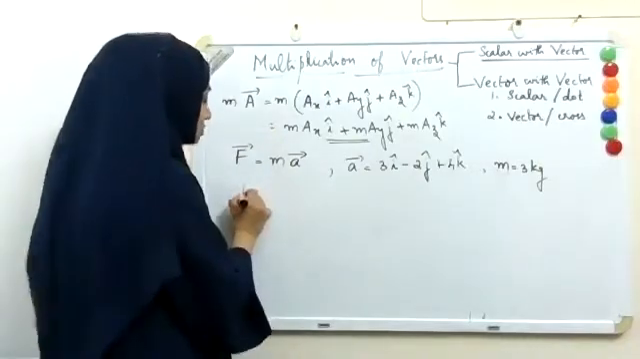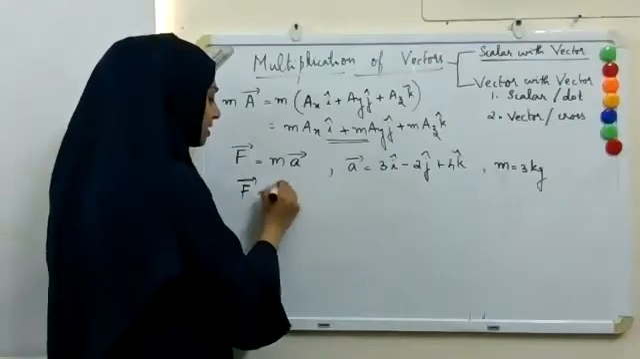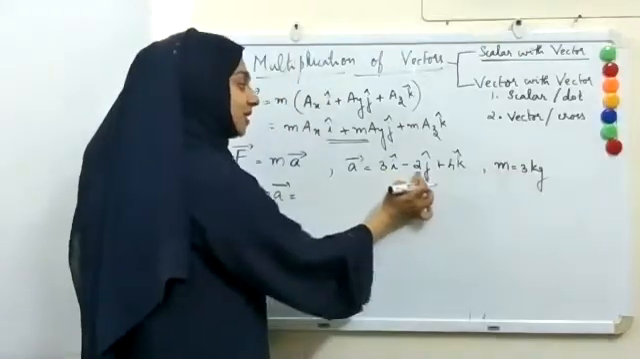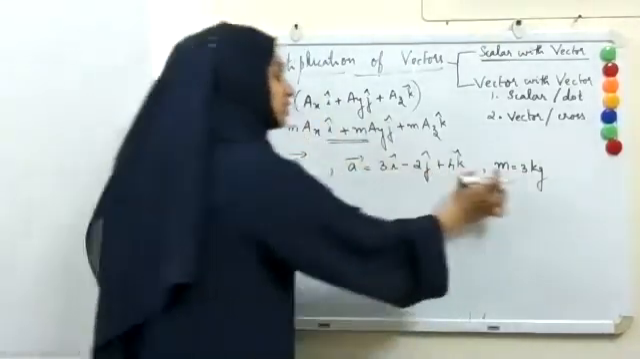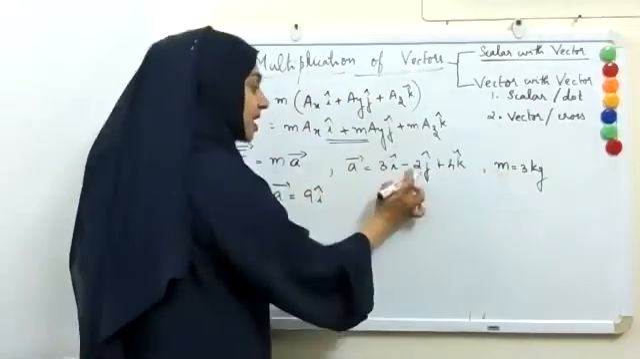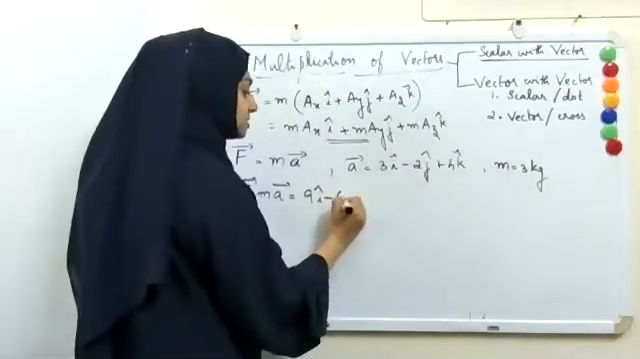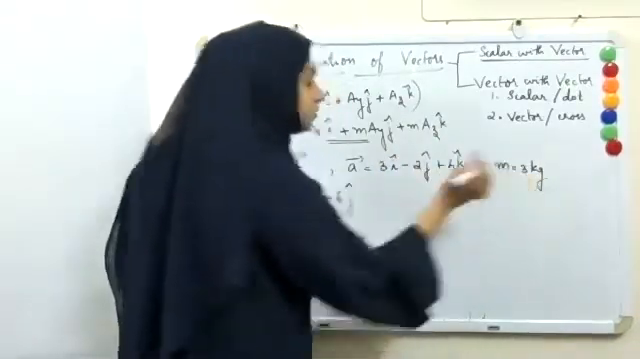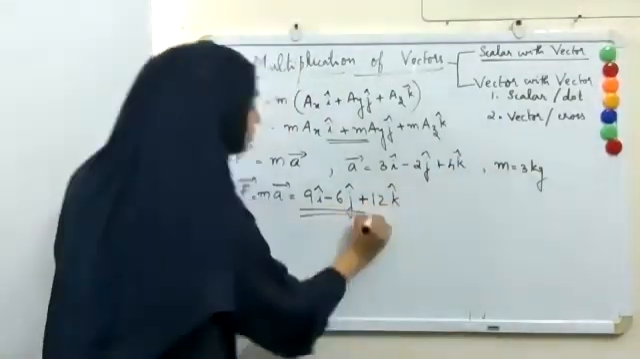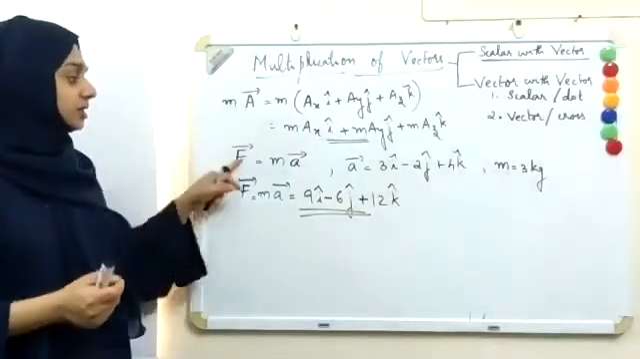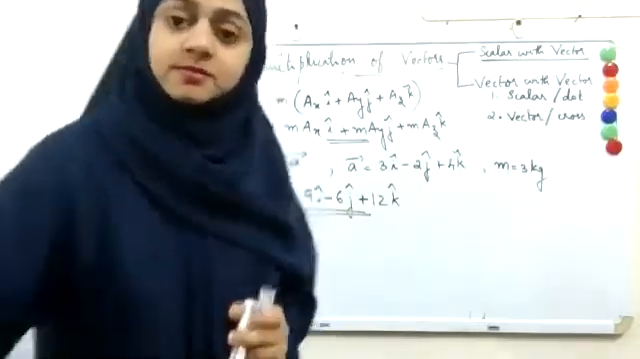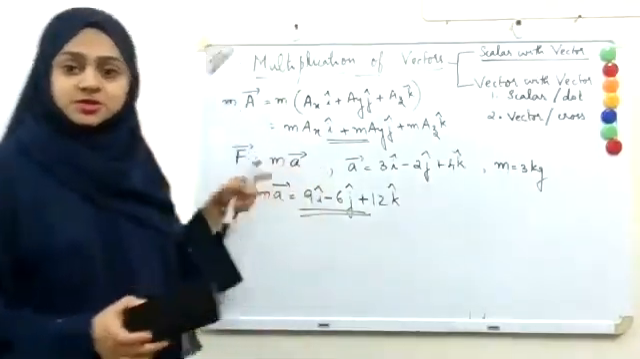You can write that the force F is equal to MA, which is equal to mass 3 kilogram. You have to multiply with each of these components. So you will have to multiply 3 with 3. So this is 9i. Minus 2 times 3, minus 6j. 4 times 3, 12. So plus 12k. So that is how you can multiply a scalar quantity with a vector quantity. Is it clear to you?